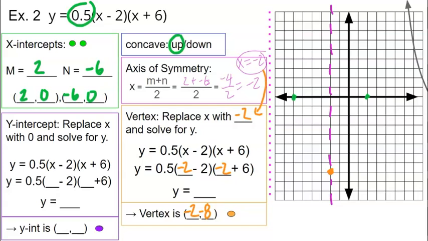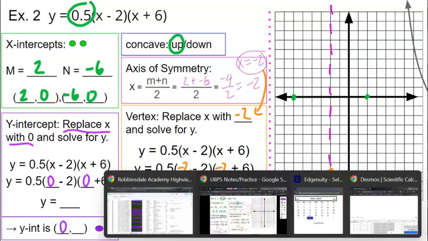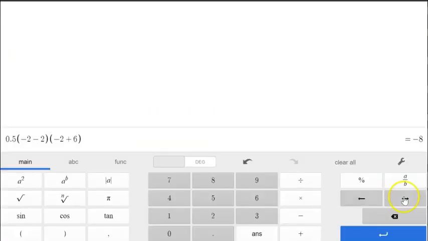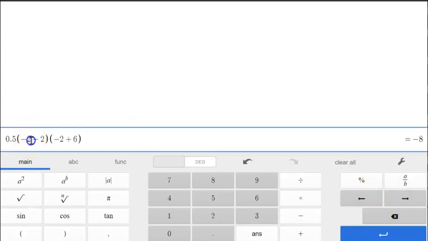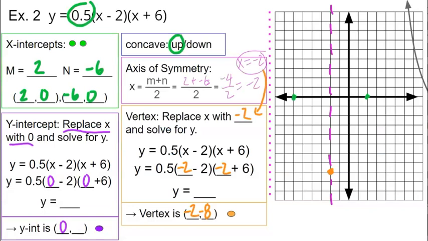All right, and then that last piece is to do that y-intercept. So we're going to replace our x value with 0, solve for y. So we replace x with 0. Solve for y. Again, we can use our calculator, and this time we just have to change those negative 2 values that we put in for x to zeros. And then we see that our y-intercept is at negative 6. So the y-intercept is at (0, -6).